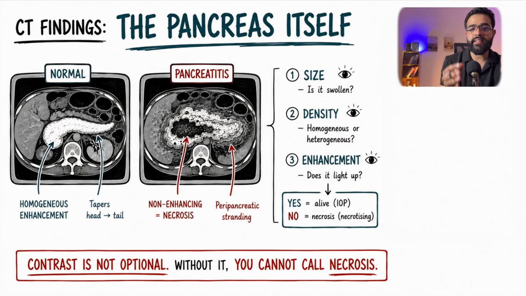We quantify it. Is it less than 30%? Is it between 30 to 50%? Or is it more than 50%? More than 30% necrosis, this is severe, ICU patient. We get the surgical input. The CT has just changed everything about the patient treatment plan.